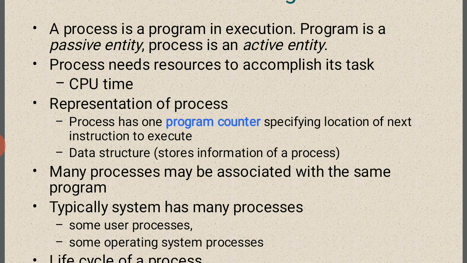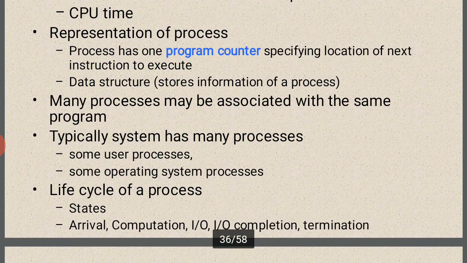A data structure stores the information of a process. Many processes may be associated with the same program. Typically a system has many processes, some user processes and some operating system processes. The life cycle of a process has states: arrival, computation, input output completion, and termination.